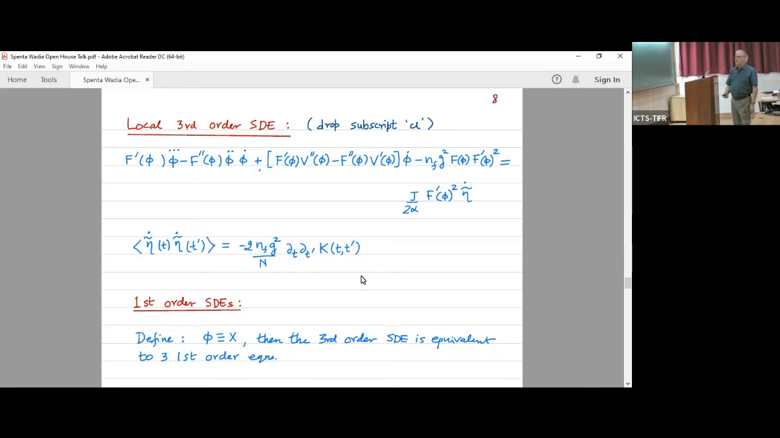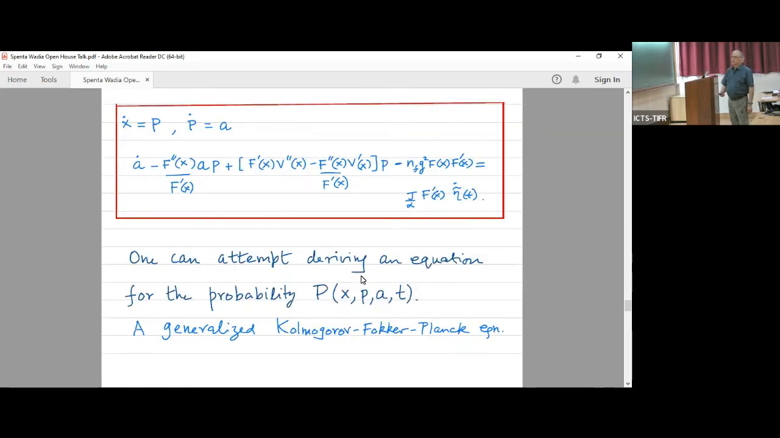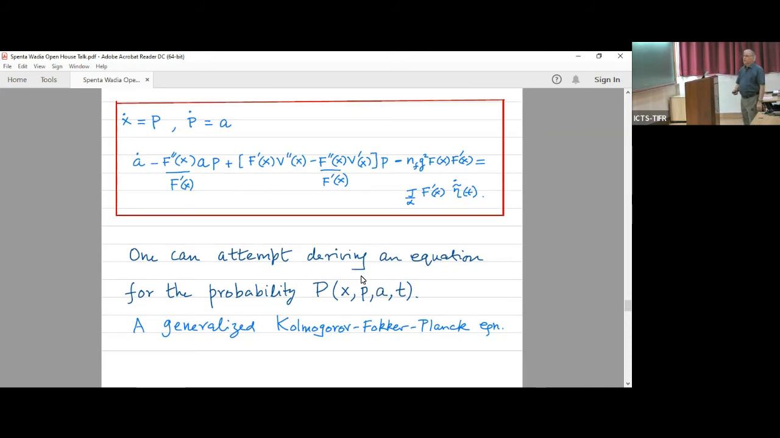Still not very easy. One thing which I would like to do is introduce auxiliary variables like position, momentum, and now also acceleration, to write down this third order equation essentially as three first order equations, and hope that we can compute a differential equation for the probability of x, p, and now also the acceleration at a time t. This would generalize the Kolmogorov-Fokker-Planck equations, which are very well known. But the problem here is that the noise is more complicated, because it's not short-ranged.